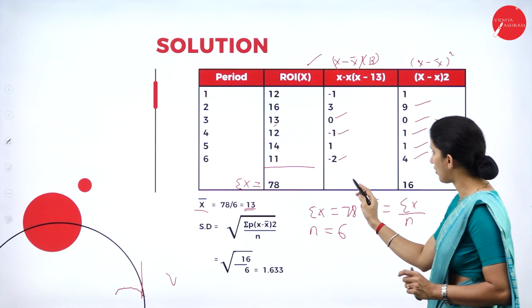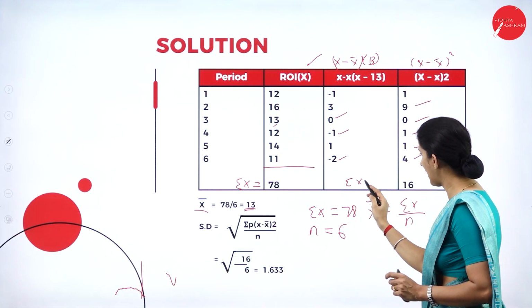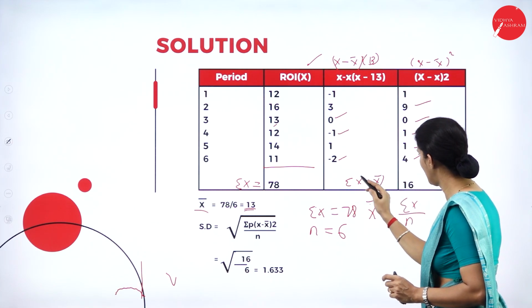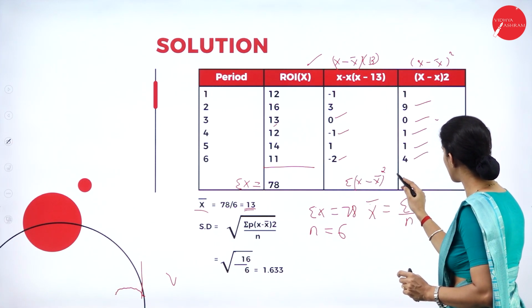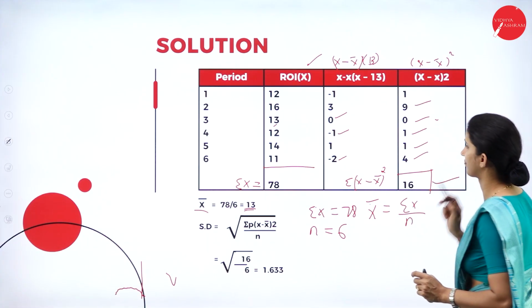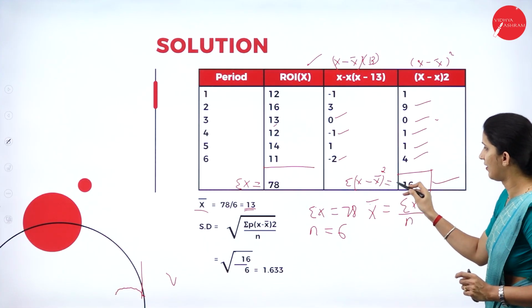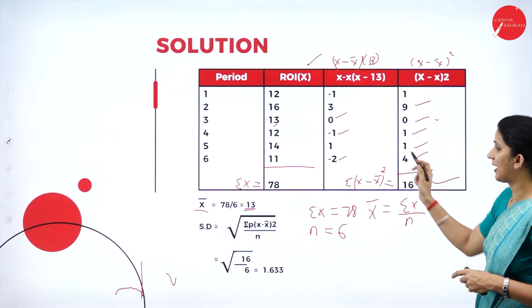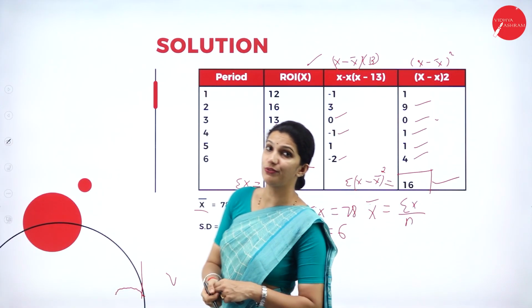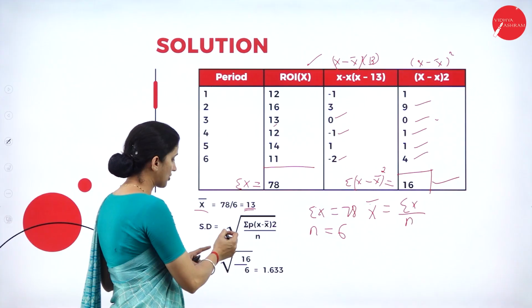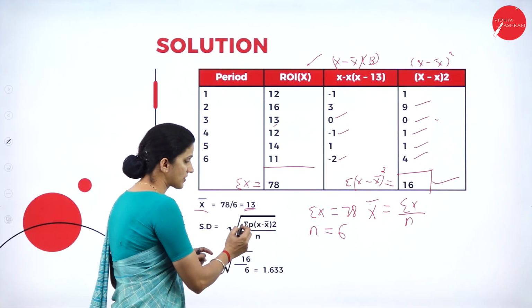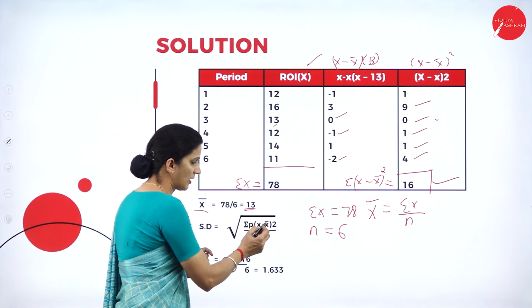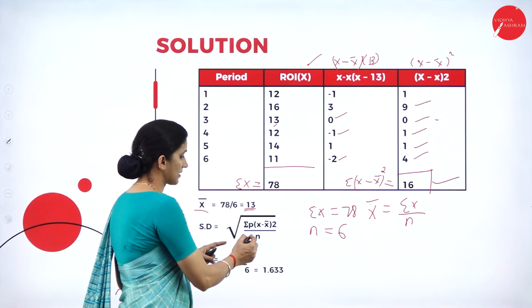So now we got sigma x minus x bar whole square, which is 16. So now this will apply in the standard deviation formula. So your standard deviation formula is the root of sigma p into x minus x bar square, divided by n.